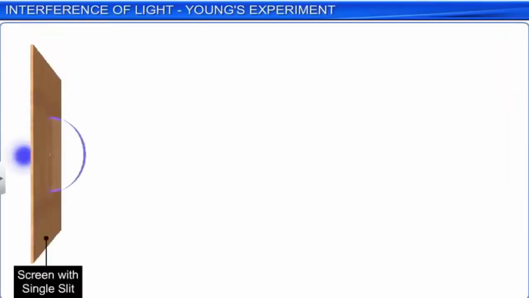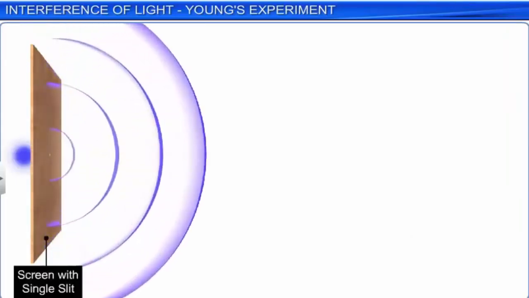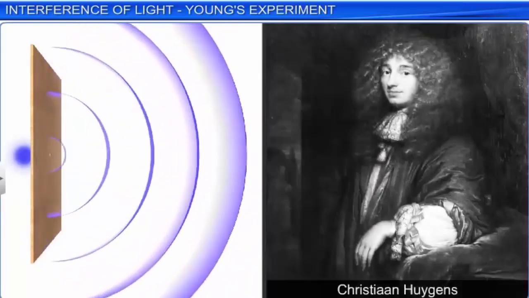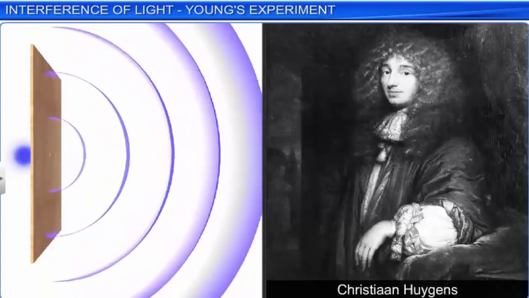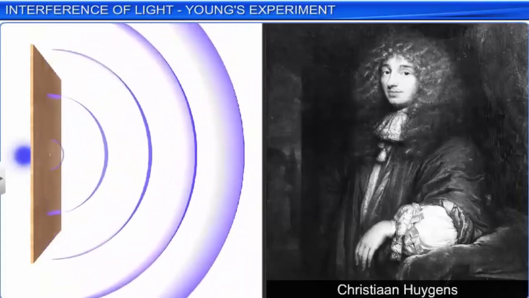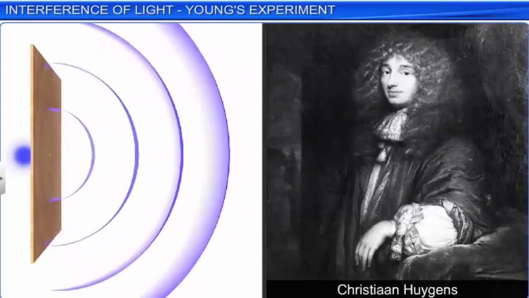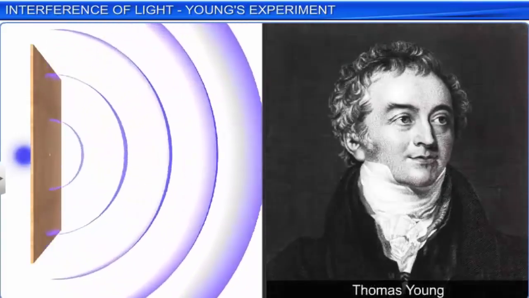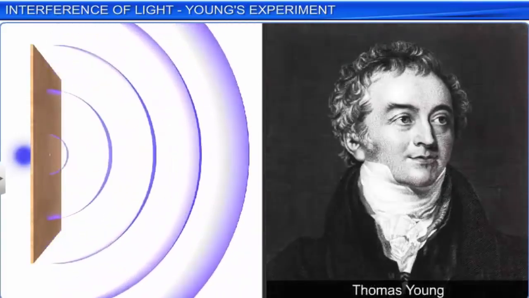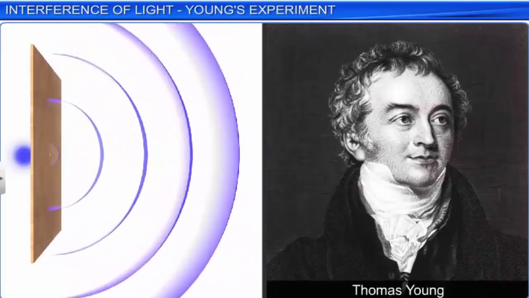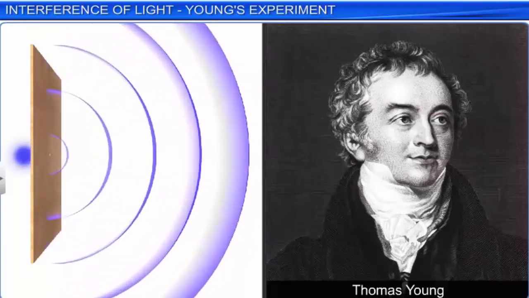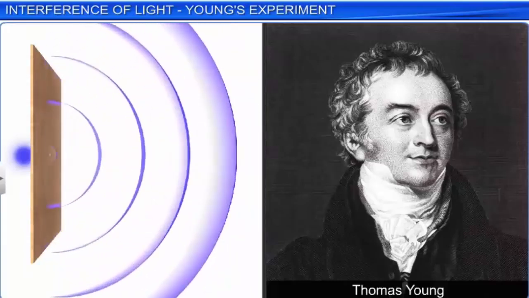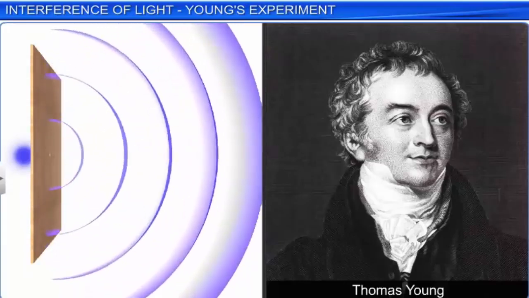If light has wave nature, it must exhibit the phenomenon of interference. When Huygens proposed the wave theory of light in 1678, there was no experimental proof for the interference of light. Subsequently, in 1801, Thomas Young demonstrated experimentally that light exhibits the phenomenon of interference. Let's study about Young's double-slit experiment.